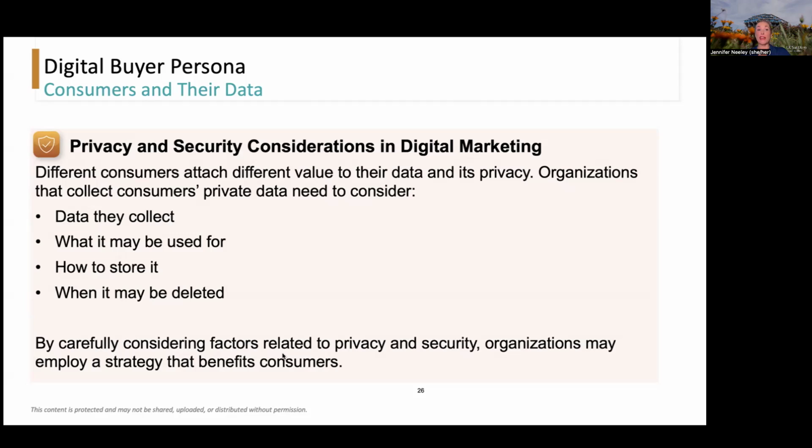Organizations that collect consumers' private data need to consider the data that they collect, what it may be used for, how to store it, and how to store it legally within the jurisdiction in which they operate, and whether or not the jurisdiction that the person lives in may be different. So, say it's international, you may need to be thinking about GDPR opt-in as well as ICANN spam opt-in, for example. So between website and email, you've got different laws from different countries, international laws or laws that are adopted more widely internationally, and some that aren't.